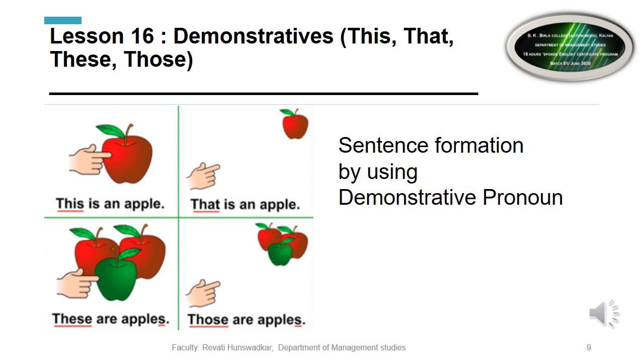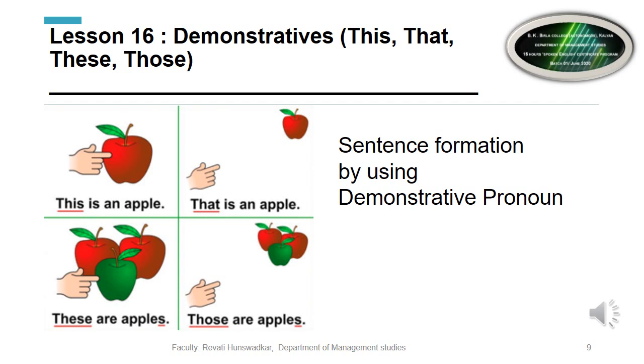Next, that is an apple. It is far from me. I am pointing it out. That is an apple, which is far and it is singular. These are apples. I have put S at the end. So that is more than one apple. So it is considered plural and it is near to me. Those are apples. I am pointing out a tree where apples are. So those are my apples. Again I have put S at the end. So it is plural.